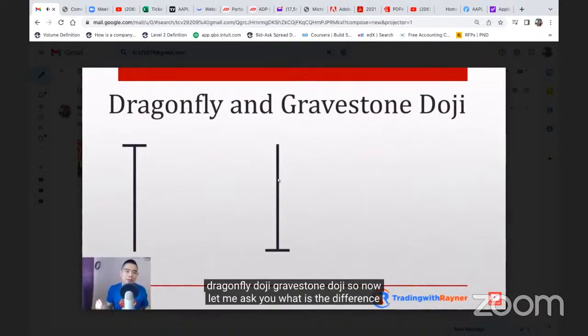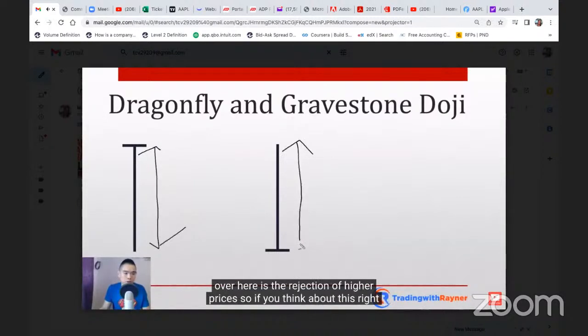So now let me ask you, what is the difference between the hammer and shooting star and the dragonfly and gravestone doji? If you think about this, the only difference is the doji doesn't have a body. There is no body. What it just shows you is just the price rejection. So this component over here is the rejection of lower prices. This component over here is the rejection of higher prices.